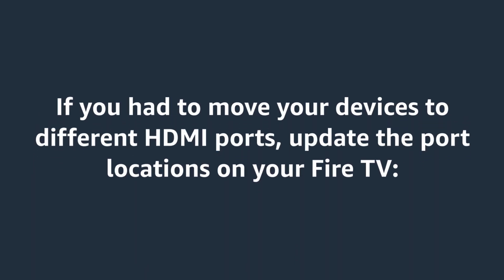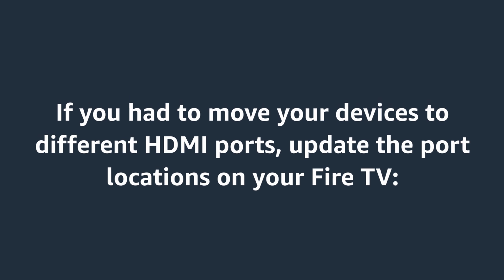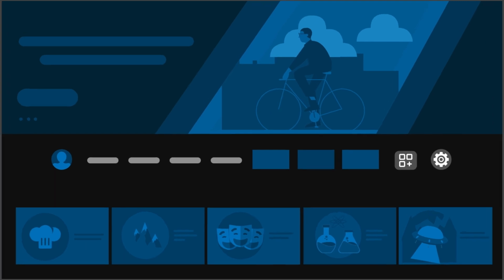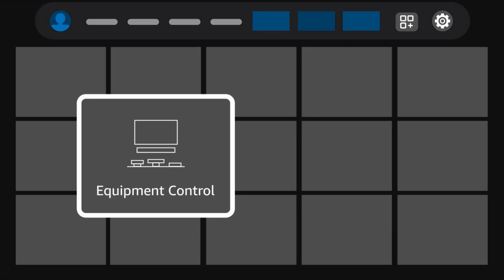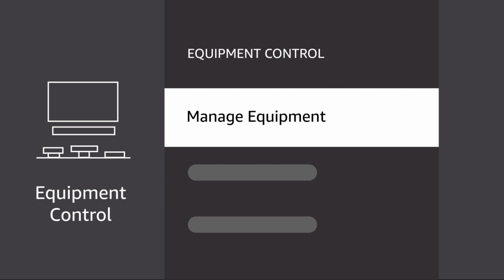If you had to move your devices to different HDMI ports, update the port locations on your Fire TV. Go to Settings on your Fire TV device. Select Equipment Control. Select Manage Equipment.